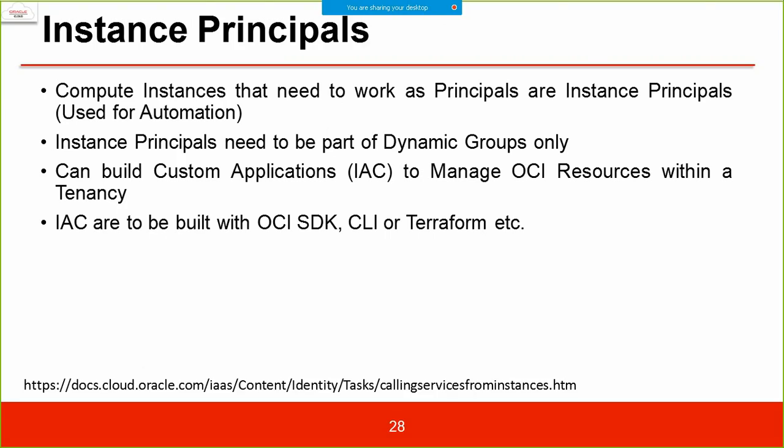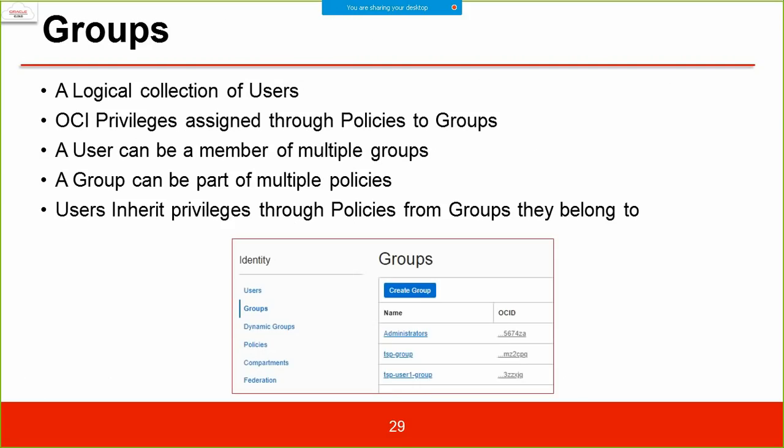Compute instances that need to work as principals are instance principals, and they are used for automation. Instance principals need to be part of a dynamic group only. It is a repeat. You can build custom applications to manage OCI resources within a tenancy. These custom applications, IaC, are to be built with the OCI SDK, CLI or Terraform, etc. That is out of scope of our training, except for a few examples which we will be discussing in that session.